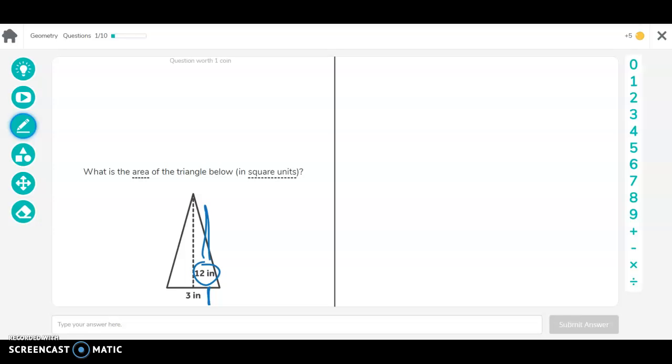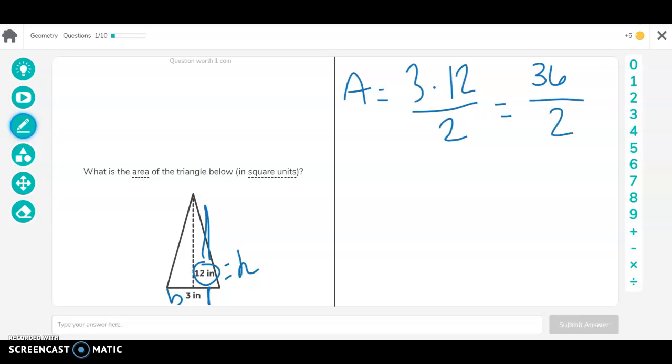So area we know is base times height. So the base is 3 and the height is 12. So we have 3 times 12 divided by 2. 3 times 12 is 36. If you don't know that, you need to work on your 12s. Divided by 2. Okay? So 36 divided by 2.